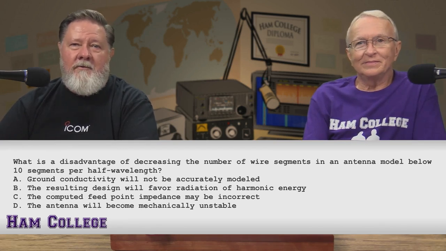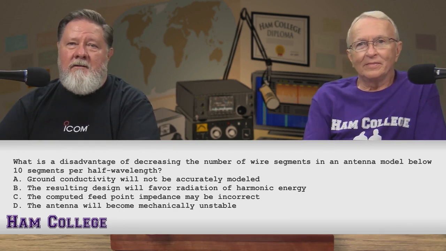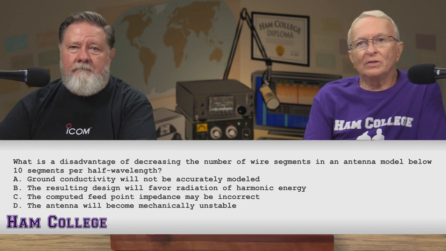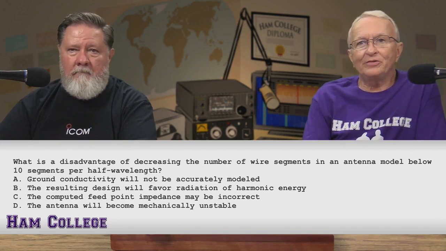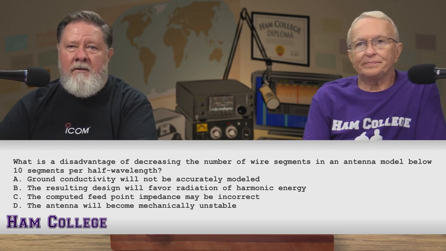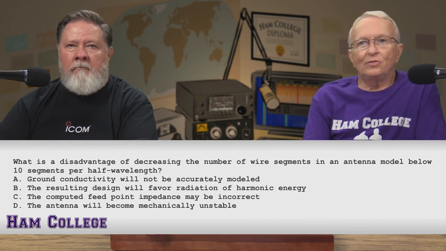Okay, here's the question for you. The final one of the evening. What is a disadvantage of decreasing the number of wire segments in an antenna model below 10 segments per half wavelength? A, ground conductivity will not be accurately modeled. B, the resulting design will favor radiation of harmonic energy. C, the computed feed point impedance may not be correct. Or D, the antenna will become mechanically unstable.